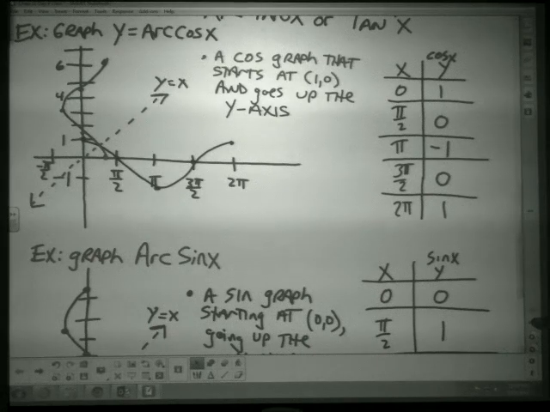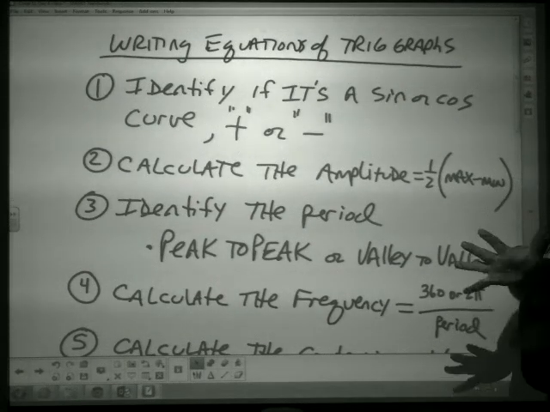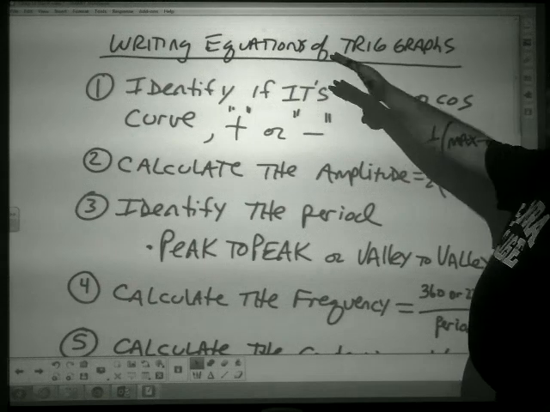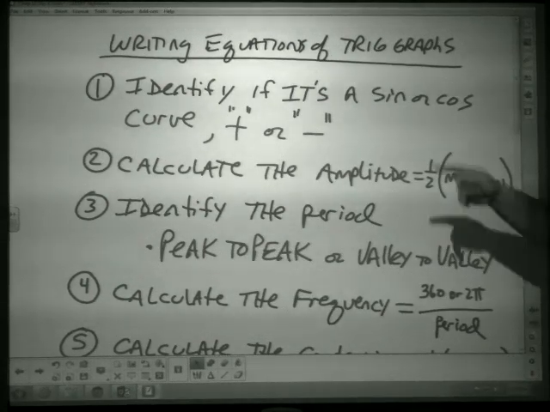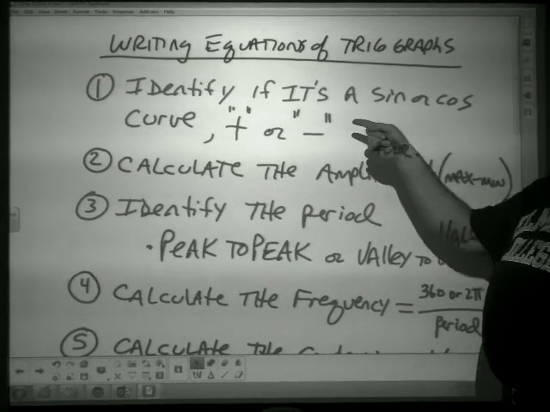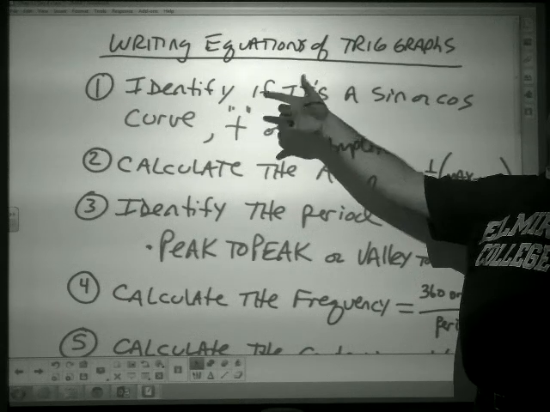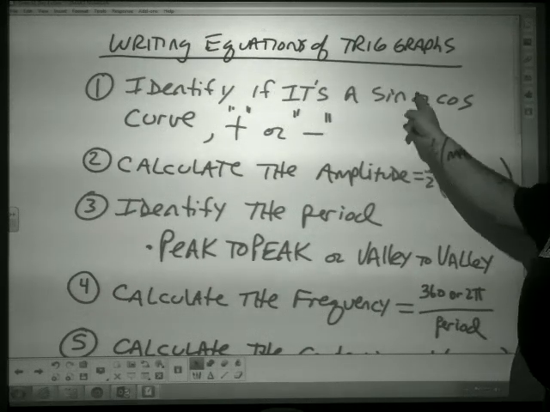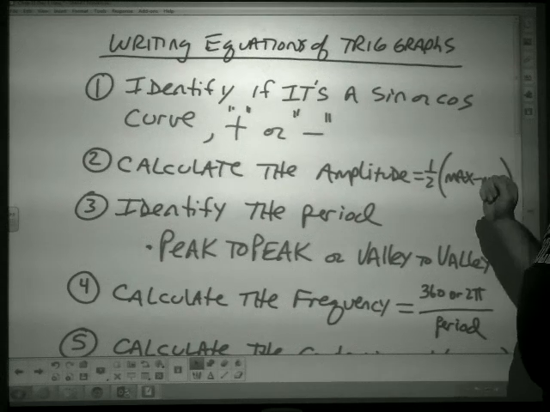The biggest thing we're going to talk about today is how do we write equations of trig graphs. That's something that occurs on every test, and we have to be able to work backwards into writing equations. So there's a process you have to do to identify all the pieces of the trig graph. The first thing, you have to decide if it's a sine or cos curve, and whether it's a positive or negative sine, positive or negative cos. So remember, sine starts at center line, cosine starts at a max or a min.